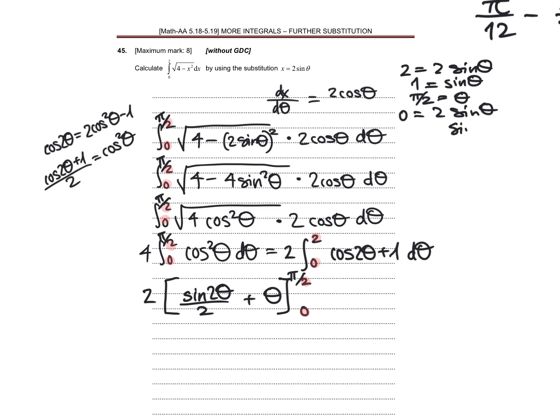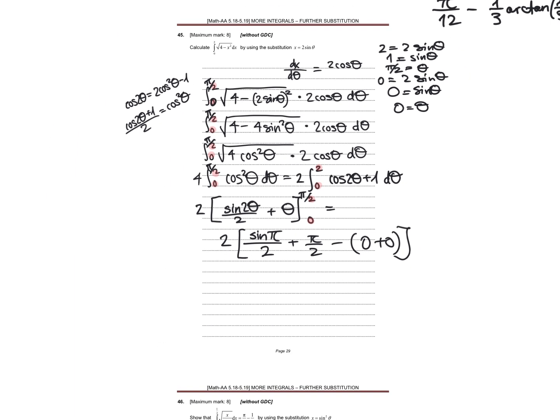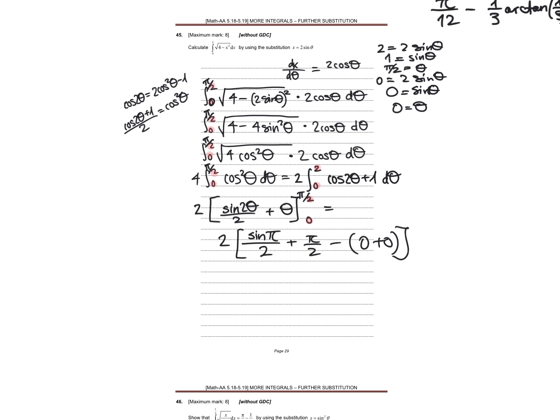And then here, sine theta is 0, and sine is 0 at 0. So actually, all those will stay 0. Okay, so that's fine. All right, so now we can do pi over 2 and everything. So we've got sine 2 times pi over 2 is pi, over 2 plus pi over 2, minus, when we substitute in 0, so sine 0 is going to be 0 plus 0. So that's just all 0. So sine pi is 0, so that goes away.